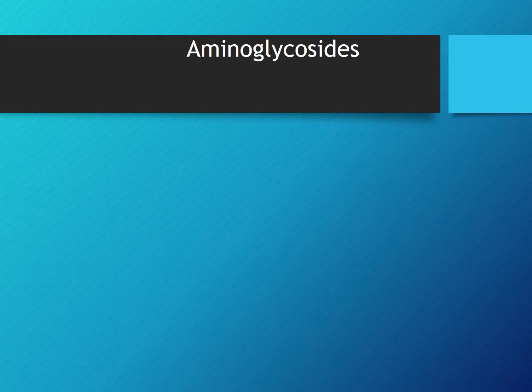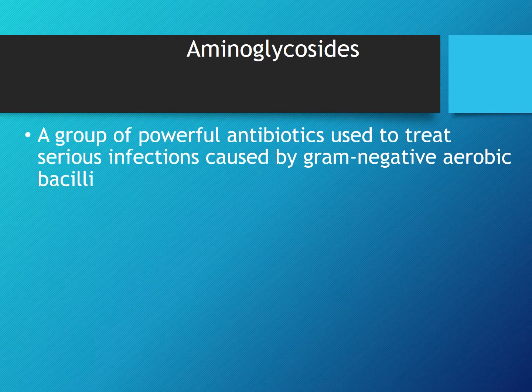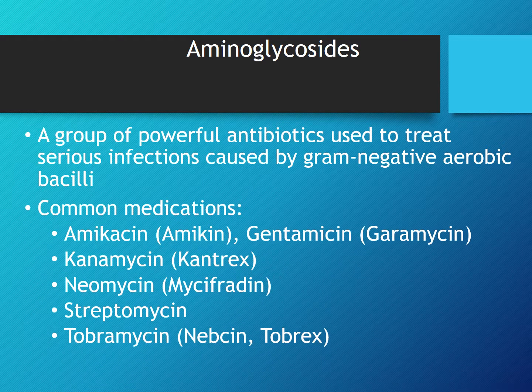So with aminoglycosides, these are a group of very powerful antibiotics used to treat serious infections that are caused by gram-negative aerobic bacilli. Some of the common medications that we use: amikacin, gentamicin, kanamycin, neomycin, streptomycin, and tobramycin. Neomycin is usually topical, but most of these are IM or IV.